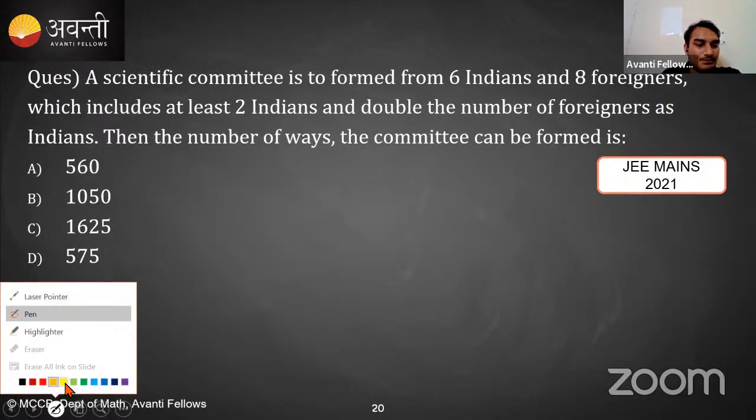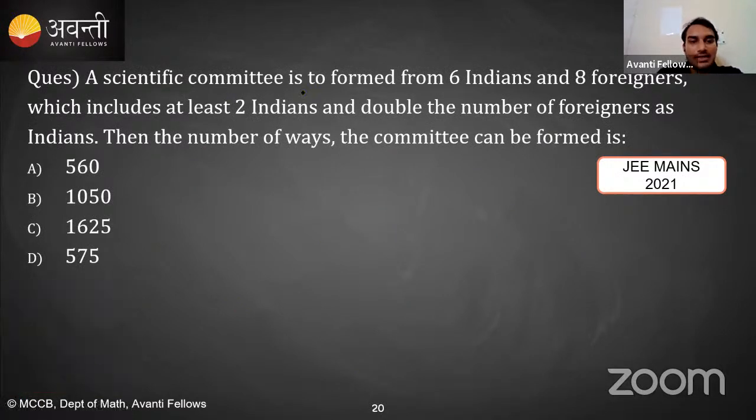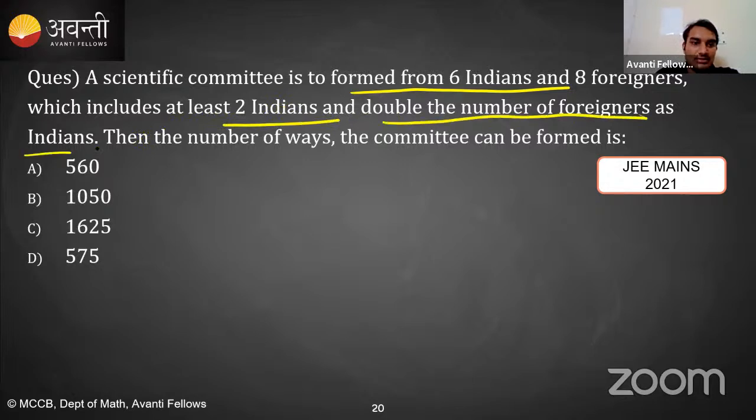Question क्या बोल रहा है? A scientific committee is to be formed from 6 Indian and 8 foreigners, which includes at least 2 Indians and double the number of foreigners as Indians. The number of ways कितने होंगे? I am giving you 1 minute. Please attempt this question and let me know the answer. So this question has came in JEE Mains 21.